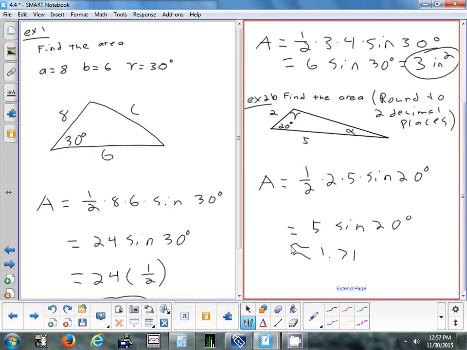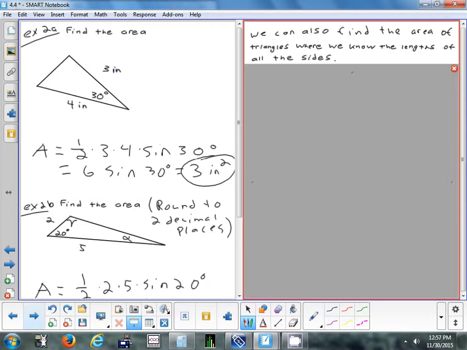Okay, did they give me a unit on this problem? No. So just put square units. All right, so those kind of problems aren't too bad. Everything you need is directly given to you. We can also find the area of a triangle, even if all we know is the 3 sides.